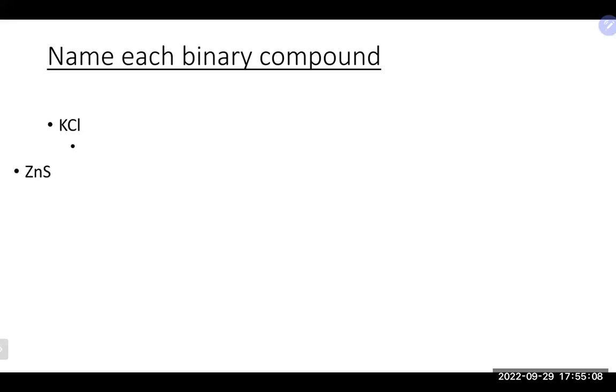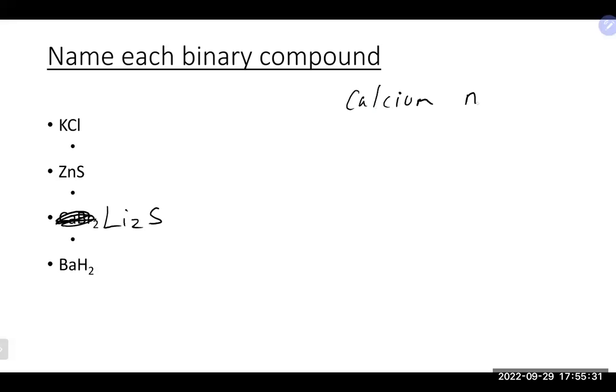All right. So why don't you try some here? And since I already did that one, we'll swap this one out for something else. Let's do this. And then why don't you write the formula for these here? Let's go with calcium nitride. Let's do aluminum oxide. And let's do a little potassium.